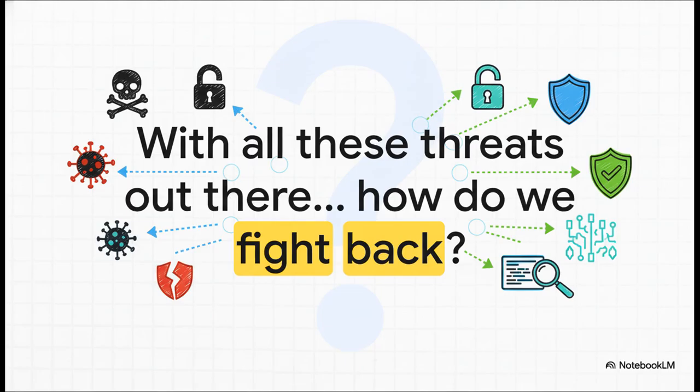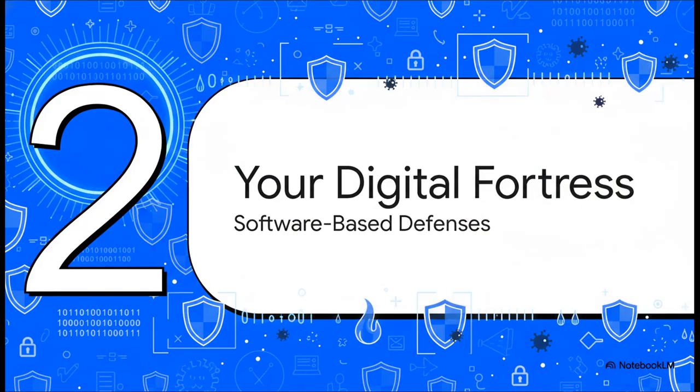So, you've got all these different threats coming at you from all angles. The big question is, how on earth do we fight back? Well, this is what section 1.4.2 is all about. It's time to stop just thinking about threats and start talking about the prevention methods that will stop these attacks dead in their tracks. So our first line of defense is always going to be software. Let's look at the digital tools that basically act as our 24/7 guardians, protecting our systems from the bad guys.